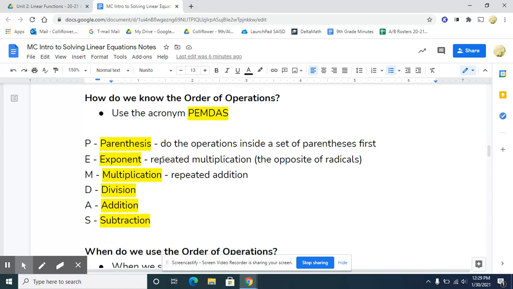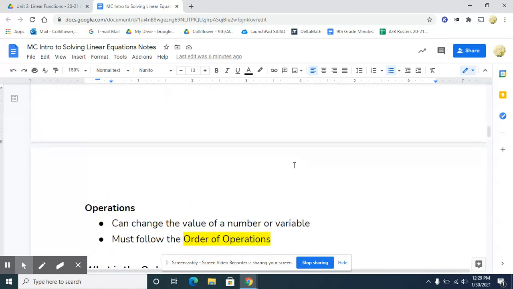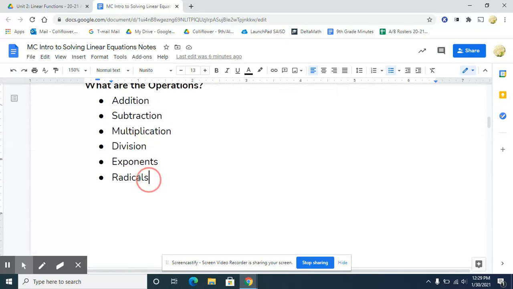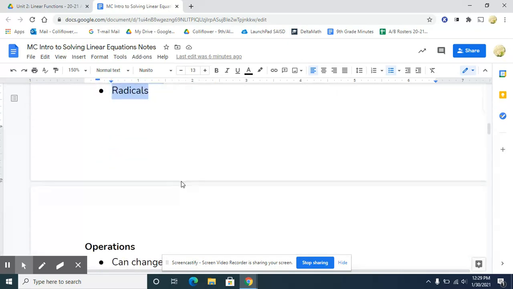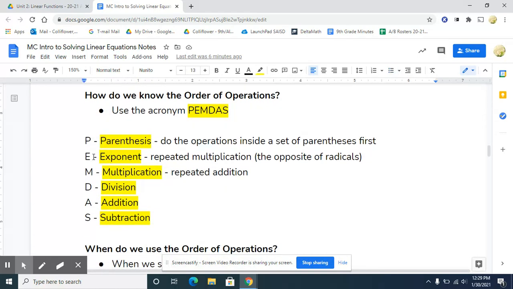E stands for exponent. Exponent is repeated multiplication, and it's the opposite of radicals. So earlier we talked about exponents and radicals. These two things are opposites of each other. Once you've done any exponents, you would do any multiplication. And of course, multiplication is just repeated addition. Once you've done your multiplication, you would do any division.